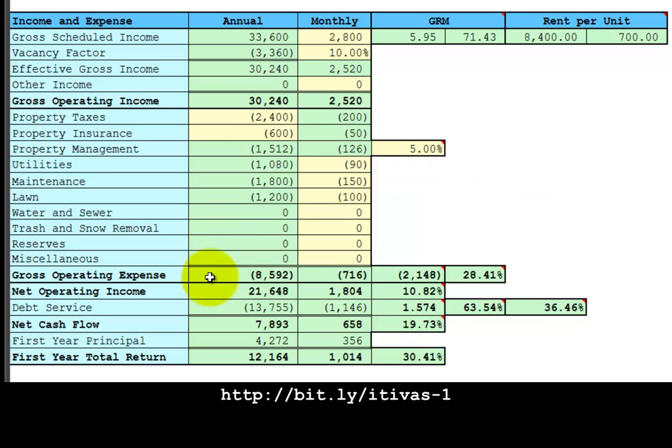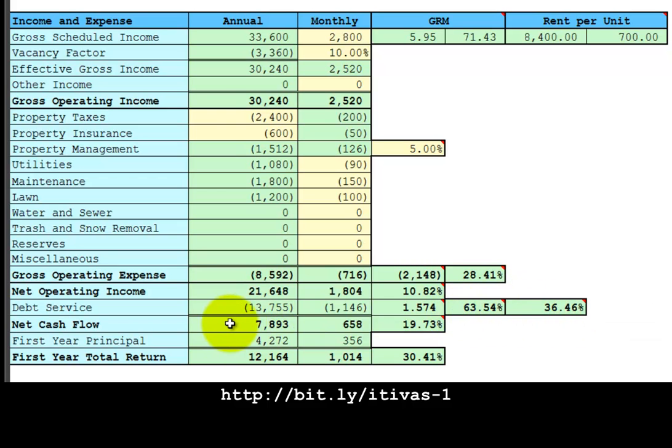Now that we've calculated the expenses, we then subtract expenses from the income to arrive at net operating income. We also calculate the capitalization rate based on the asking price, deduct the blended debt service. We calculate the debt coverage ratio, the debt coverage margin, and the cash flow margin.